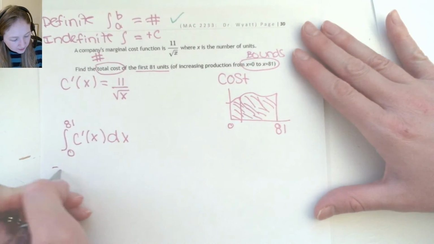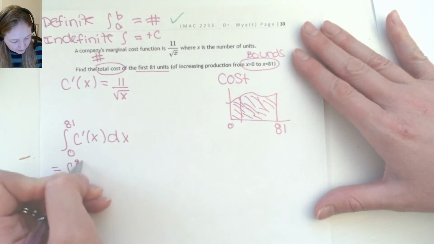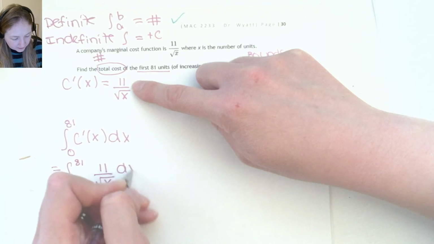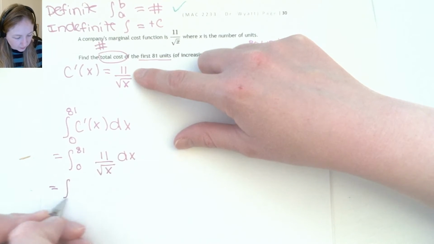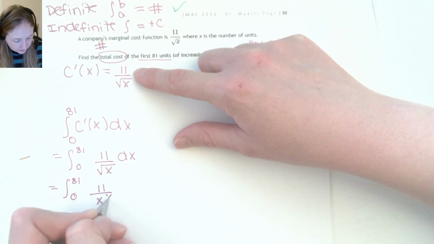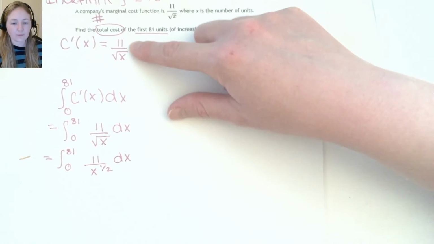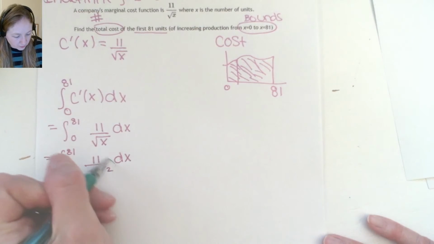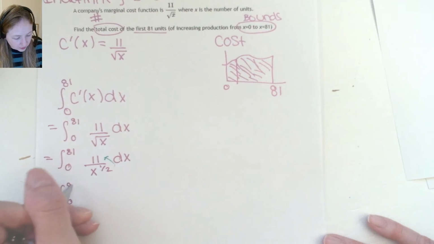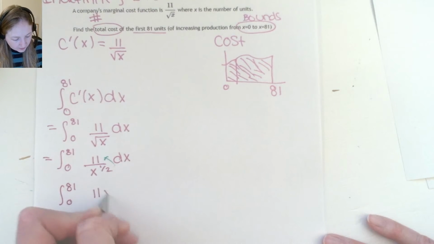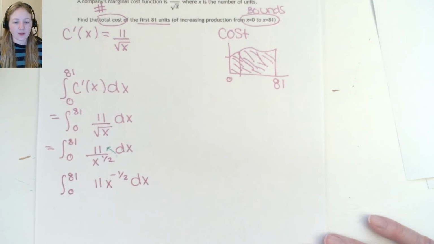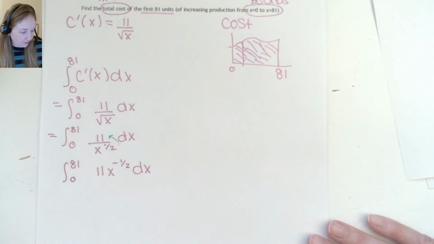All right, so here I'm going to be integrating from 0 to 81, this 11 over the square root of x dx, and we want to simplify that so that we can integrate it. So we have 11 over x to the 1/2, and then we're going to move that into the numerator. So that's going to be 0 to 81, and then 11x to the negative 1/2 dx. Now we are ready to actually integrate it.